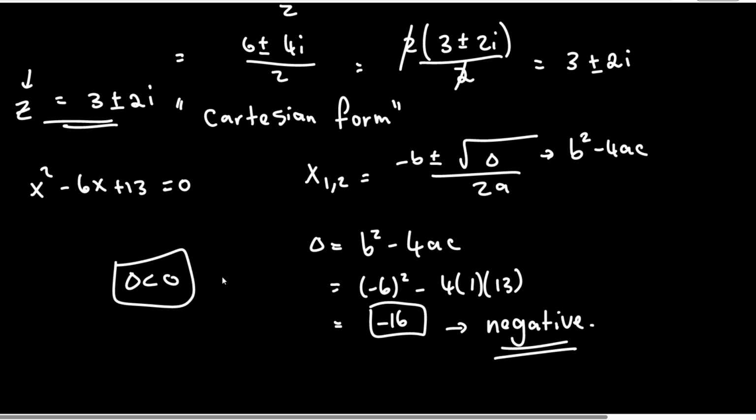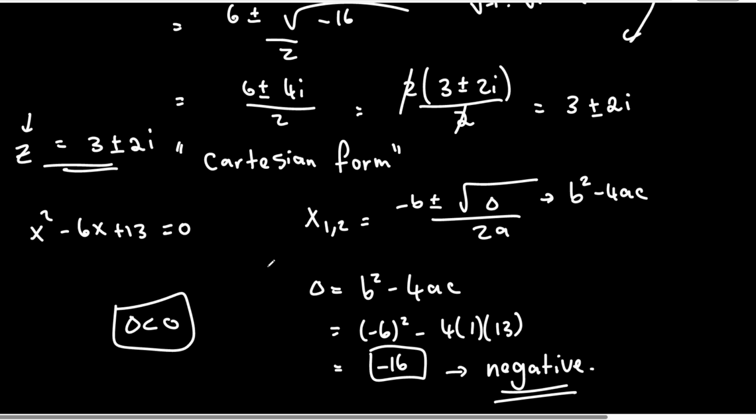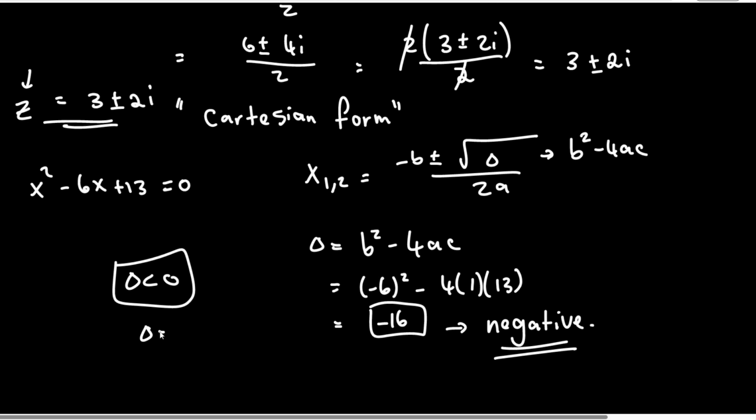If the discriminant is equal to 0, we'll find one real root, one repeated root. And then if the discriminant is greater than 0, a positive value, we'll find two real roots.